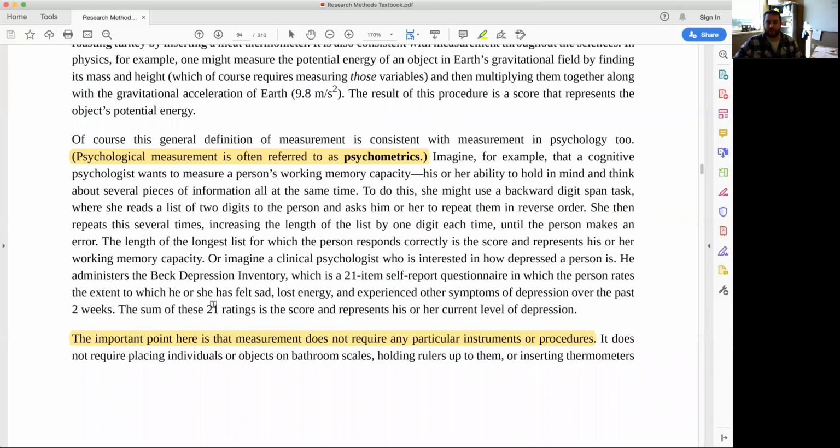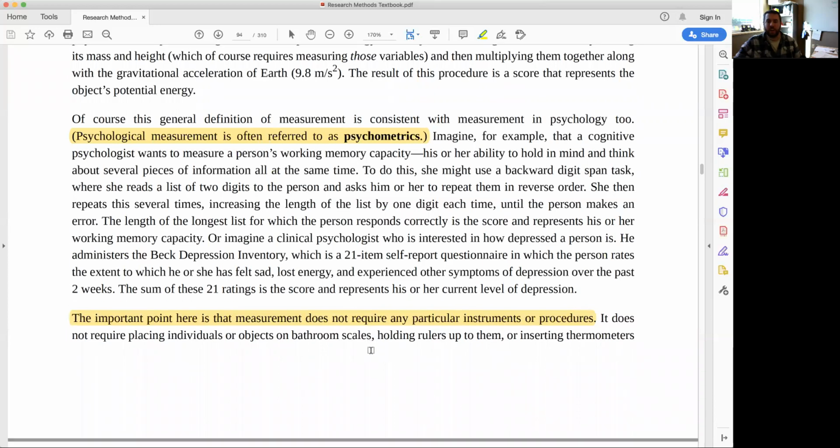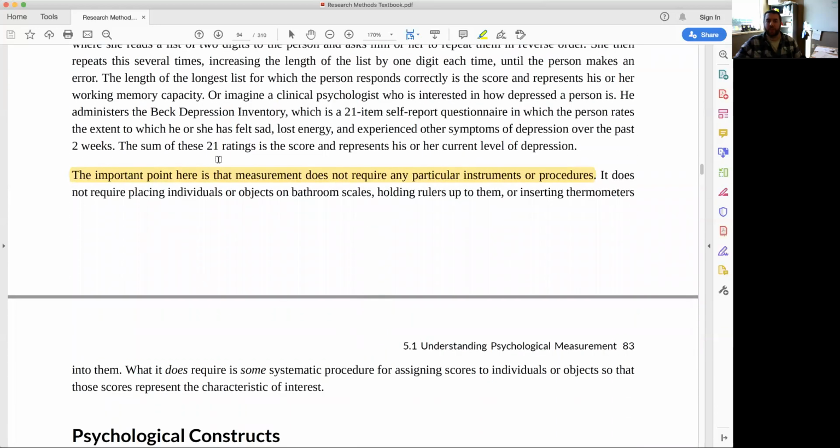Once you get all the different scores, you then add them together, and that represents their current level of depression. It's important to note that it does not require any particular instruments or procedures, that there are going to be some things where you are doing straight up observation, or it's going to be an actual test that would be considered psychometric as well. It's not the prototype of psychometrics. The prototype would be like the Beck Depression Inventory.